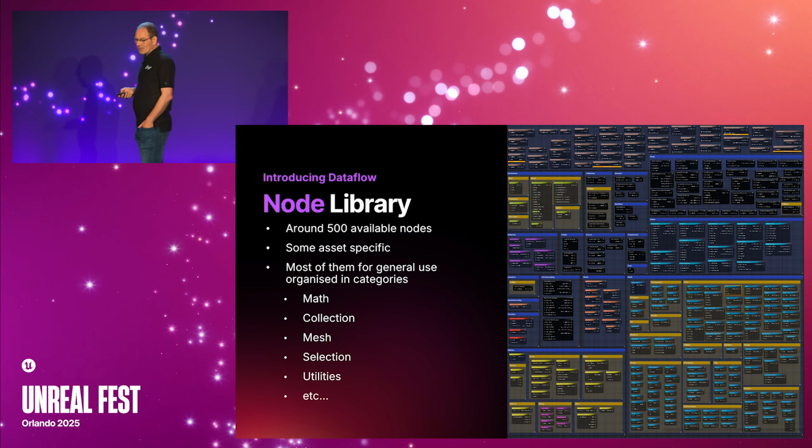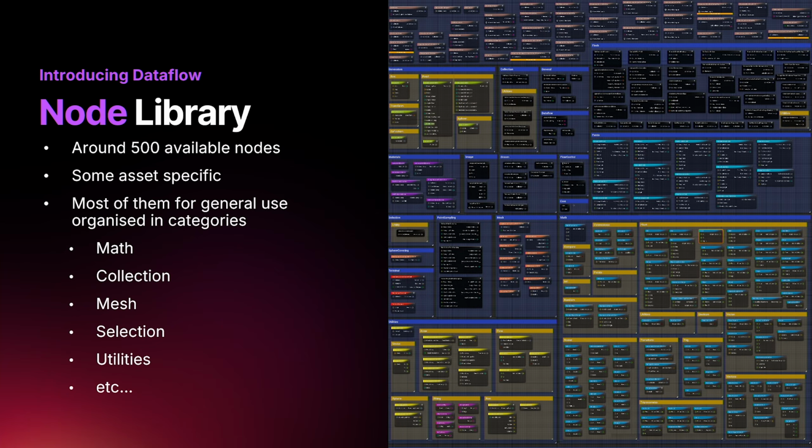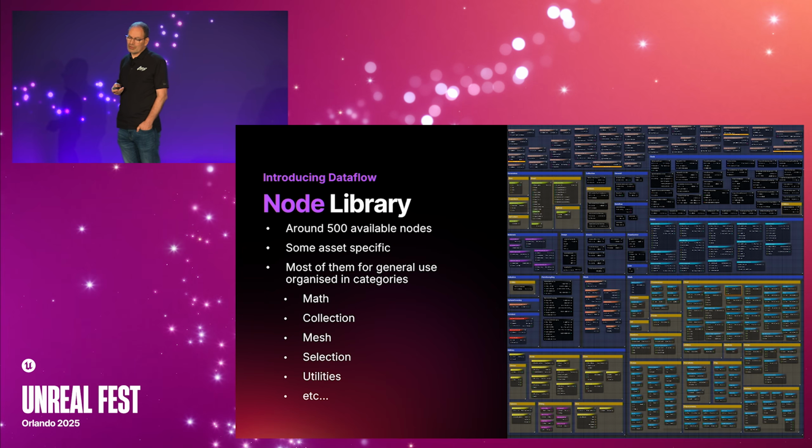That's a node screenshot. We have a lot of nodes, about 500 available as of today, and we're going to keep adding more and more, so it's going to grow as a library. Some nodes are very asset specific, of course, like class specific or flesh asset specific nodes. But a lot of them are just general: math, collections, mesh, selection, utilities. Feel free to explore. Since 5.6, the menu to find a node is way more contextual than it used to be. We're going to keep pushing to make it easier to discover new nodes and explore this space.